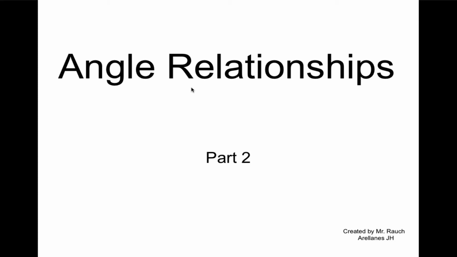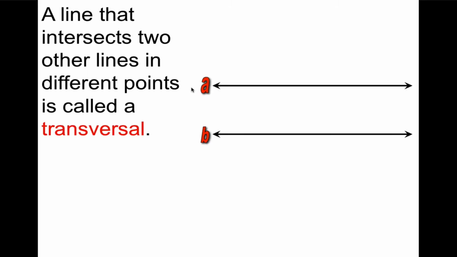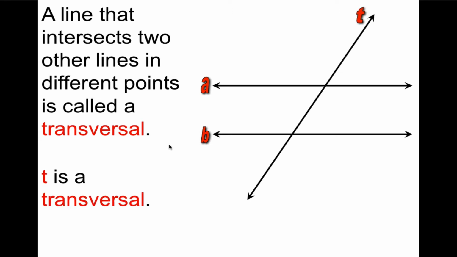Welcome to Angle Relationships, Part 2. A line that intersects two other lines in different points is called a transversal. So here's two lines, A and B, and they're going to be crossed by another line, T. T is a transversal. It intersects the two other lines at different points.